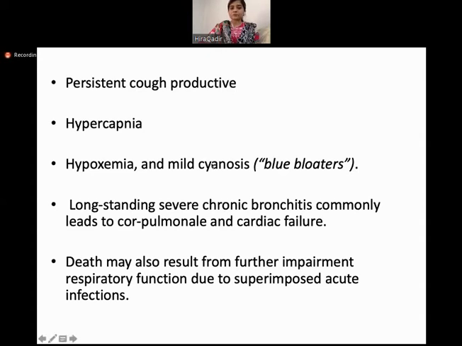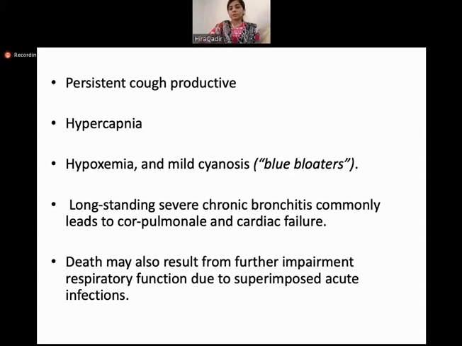Okay, and again all the COPDs lead to cor pulmonale. Why? Because there is hypoxia, there is vasoconstriction, there is increased congestion and resistance in the pulmonary vessels that lead eventually to right-sided heart failure. Which is obviously a late complication, and death may also result from infection. Because what happened?